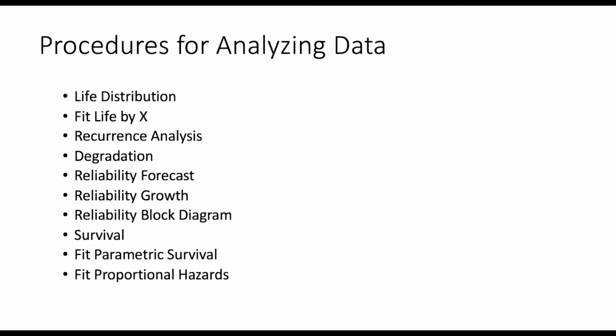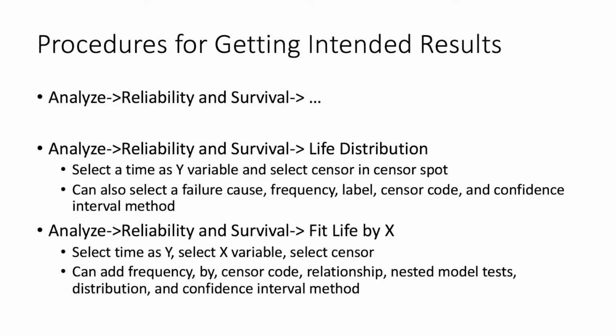There are many different procedures for analyzing data with reliability and survival in JMP. Some examples are life distribution, fit life by X, recurrence analysis, degradation, reliability forecast, reliability growth, reliability block diagram, survival, fit parametric survival, and fit proportional hazards. The procedures for getting intended results in SAS JMP include clicking the Analyze drop-down menu, selecting reliability and survival, and then selecting one of the procedures for analysis that were previously listed.